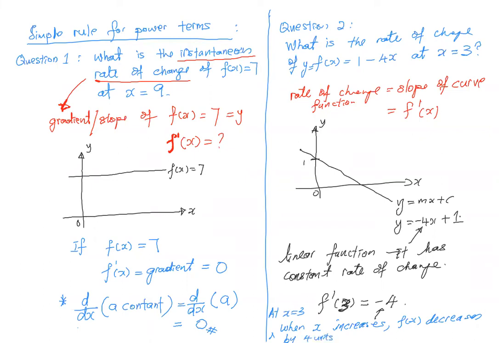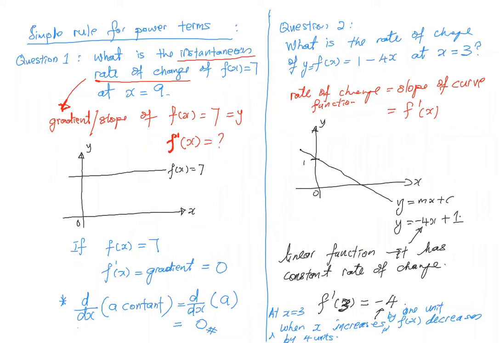When x increases, at x equal to 3, when x increases by 1 unit, f(x) decreases by 4 units. So you know at that moment, how is it changed? How x always increases. When x increases, how does it affect y? So that is the meaning of rate of change.